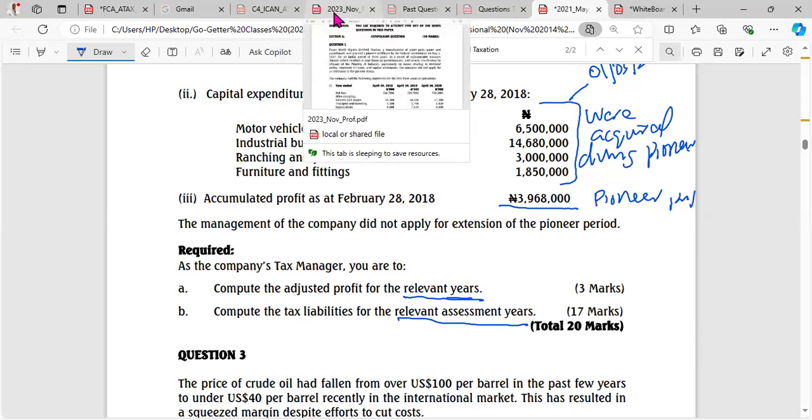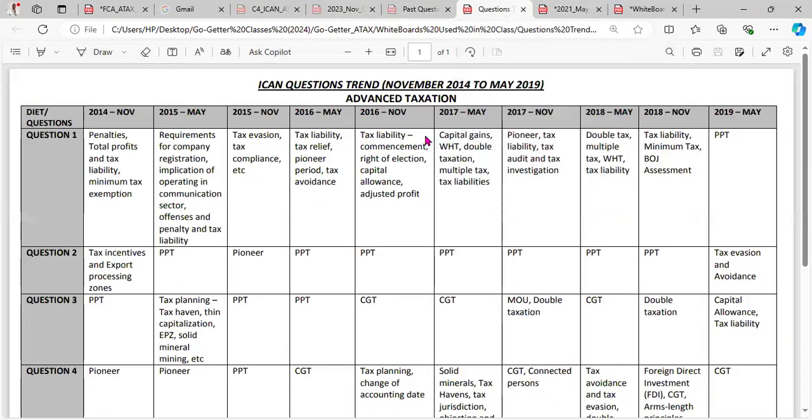20 marks question. There are other questions you may want to try your hands on. I have these questions here. Let's see questions here that has Pioneer. 2017, so I'll need to put this as an assignment for you here. This is class 7, assignment 7, 2017 question 1. We need to try that.